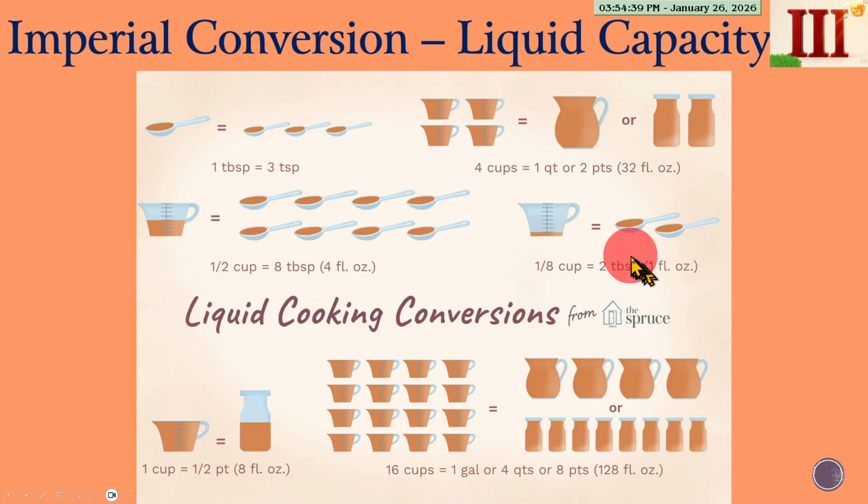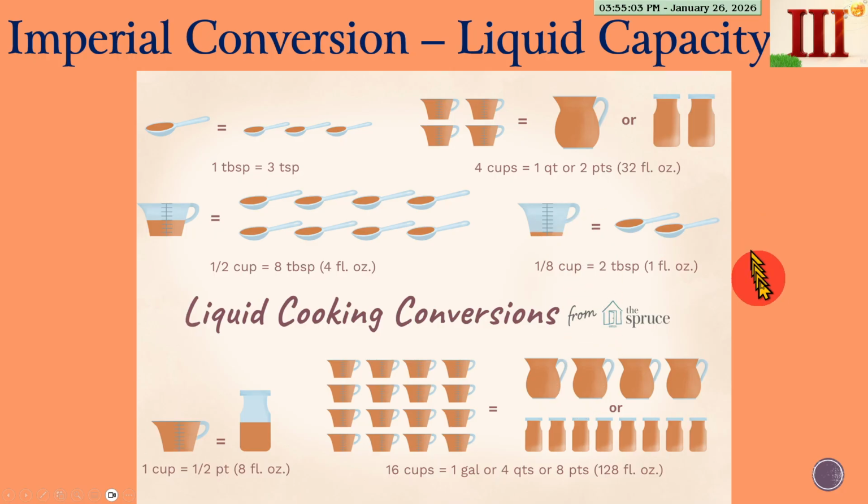1/8 of a cup, which is 2 tablespoons, is 1 fluid ounce. So 1 ounce, if you need to know what an ounce is, just take 2 tablespoons and that will give you an ounce. 8 ounces make a cup. 1 cup is 8 ounces or half a pint. So you need 2 cups to make a pint. And of course, you need 16 cups to make a gallon. 4 quarts will make a gallon.